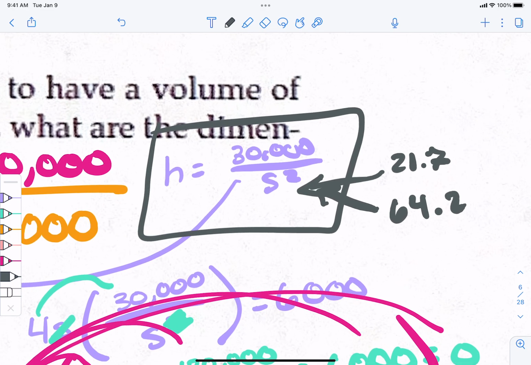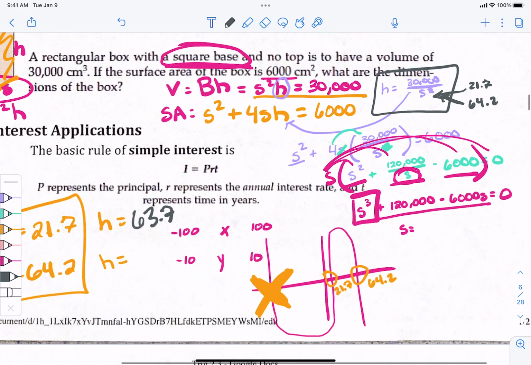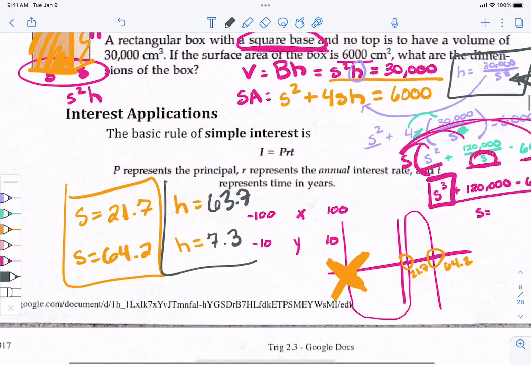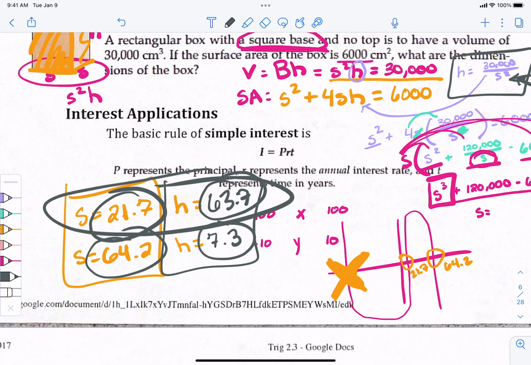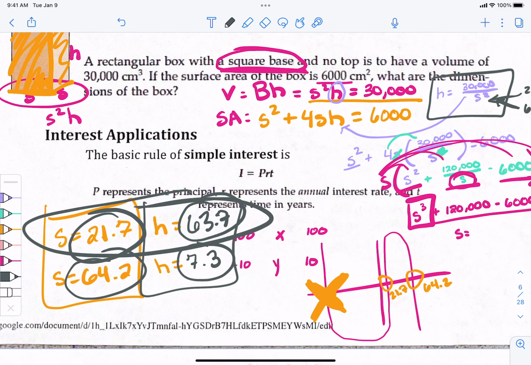If those are my two different S's that we can have for combinations, we're trying to figure out the height. It's 7.27, about 7.3. So I could have this combination of a box where the base is a little bit narrower, because this is my base, and my height is really tall, or I could have a very wide base and my height is very narrow, like it's not very tall, right? And both of those will give me a surface area of 6,000 but a volume that is 30,000.